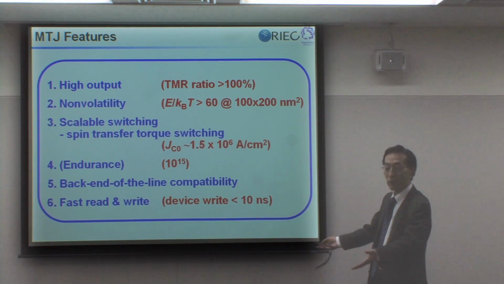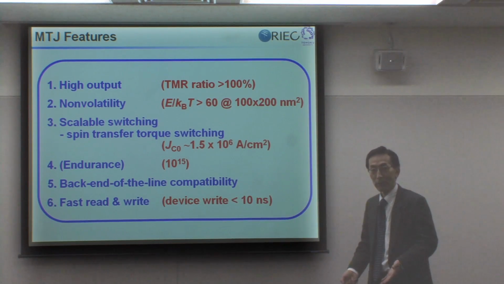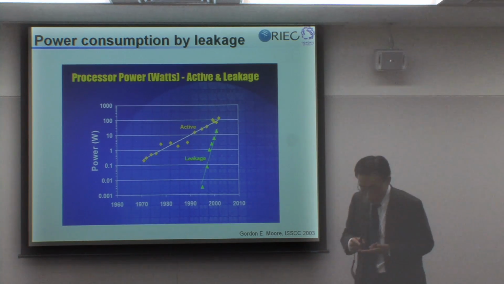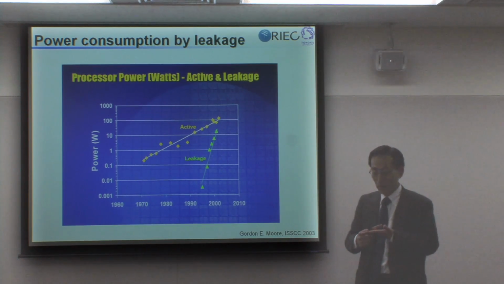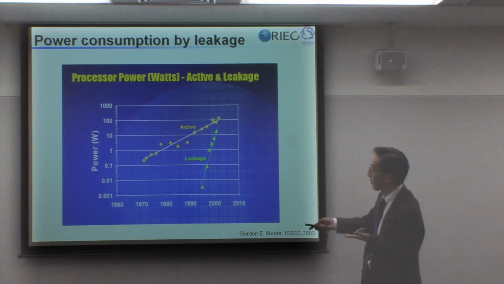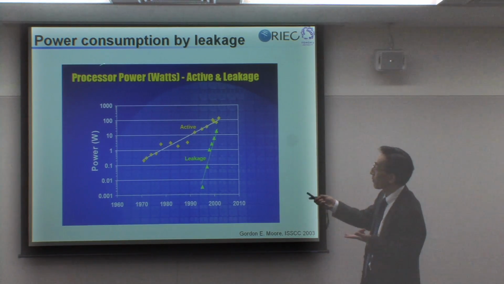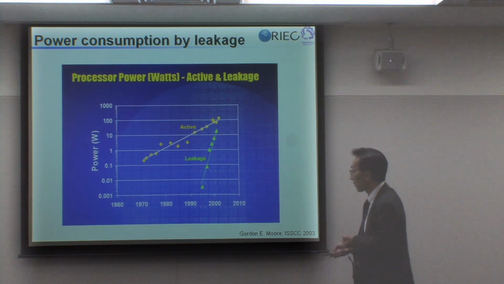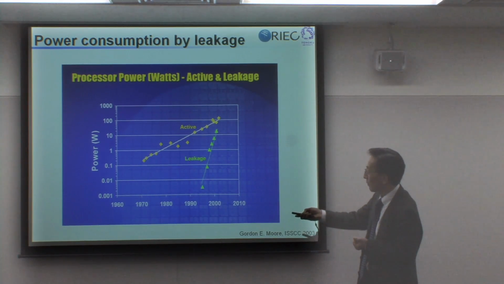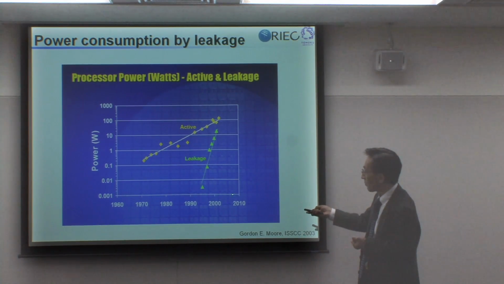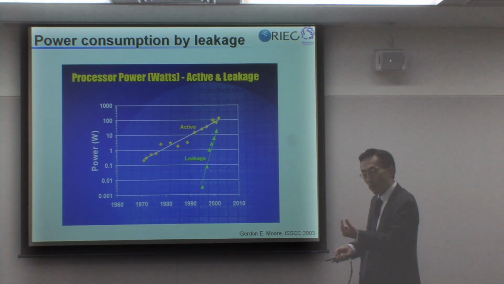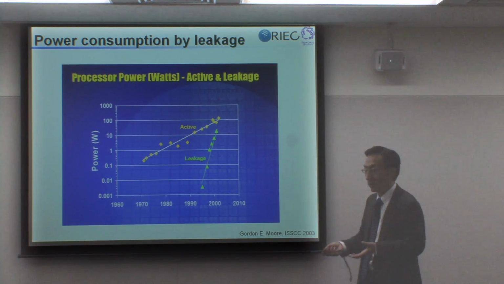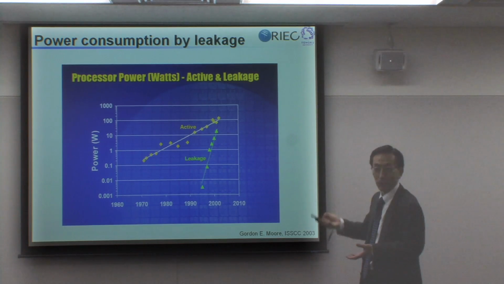So now we have this magnetic tunnel junction. So let me describe to you what we can do with this. There are two major challenges that integrated circuits are facing. For example, one of the challenges is processor power. This is taken from Gordon Moore's ISSCC conference, and as you reduce the dimension of your transistor, the circuit gets faster and faster. But along with it, you have to pay more power.